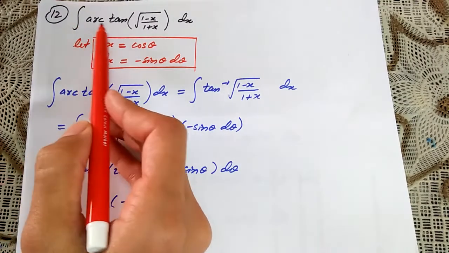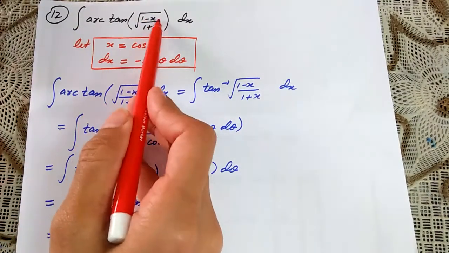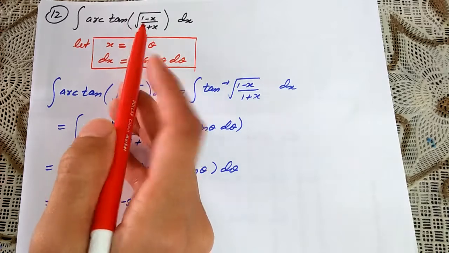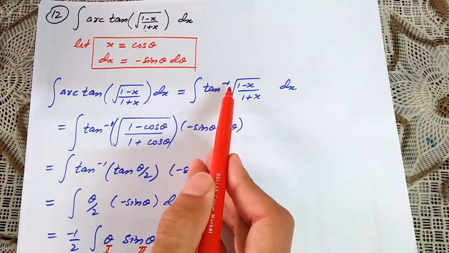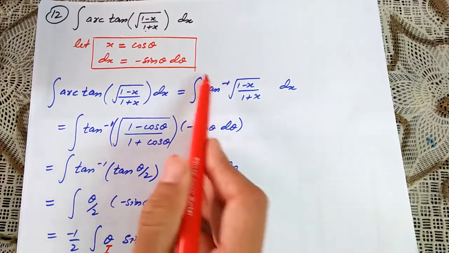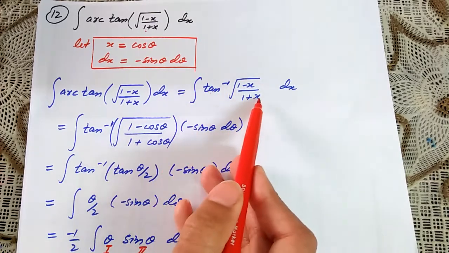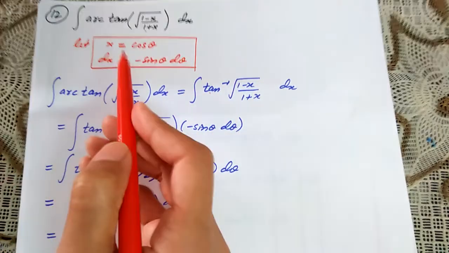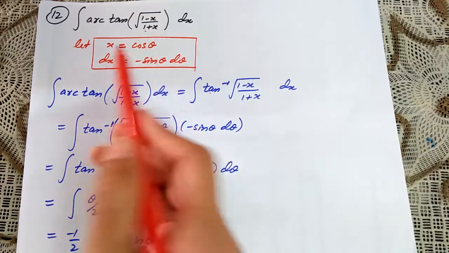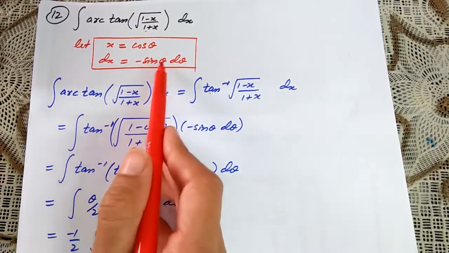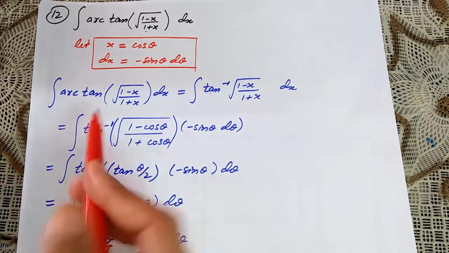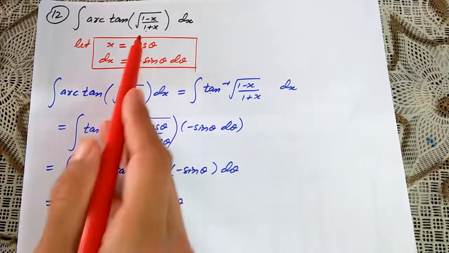Question number 12. Arc tangent of the square root of (1 minus x) over (1 plus x). Arc tangent means tangent inverse. So our question is, we have to integrate tangent inverse of the square root of (1 minus x) over (1 plus x). For simplicity, let's suppose x is equal to cos theta, then dx will be minus sine theta d theta. Just replace x with cos theta.